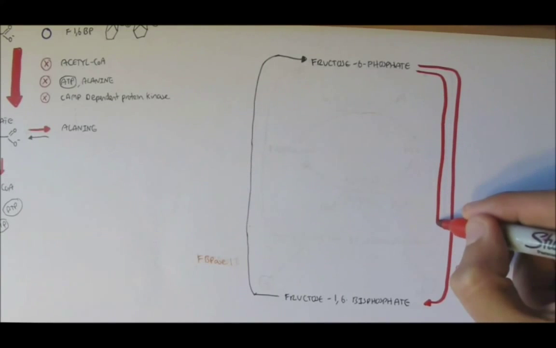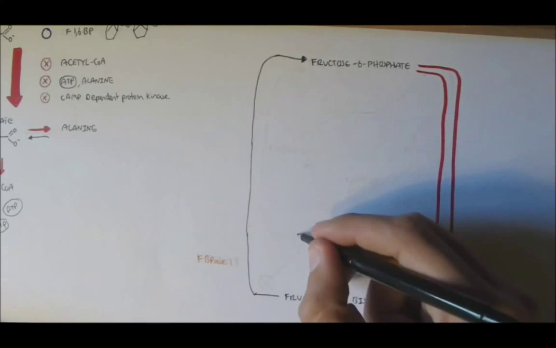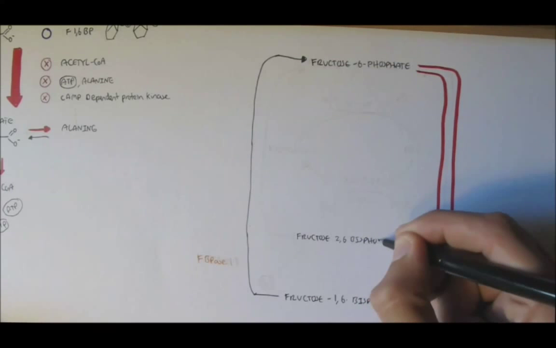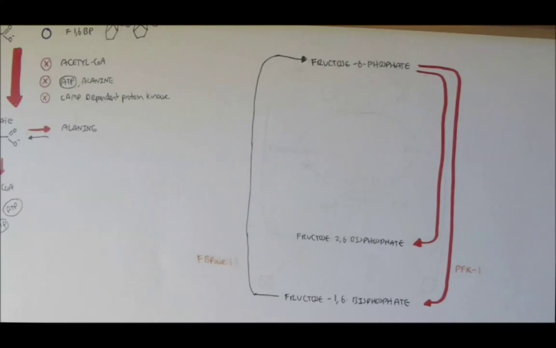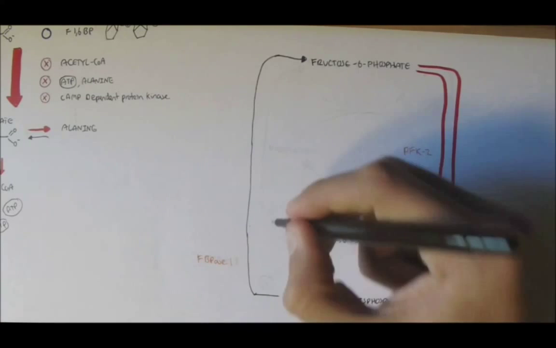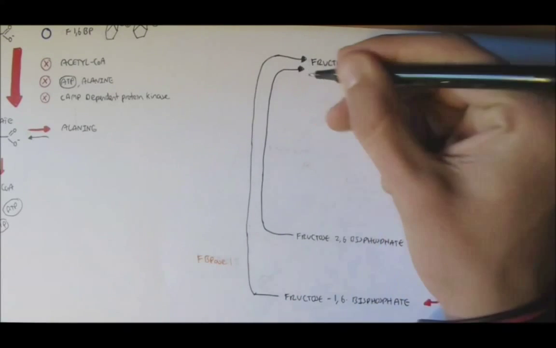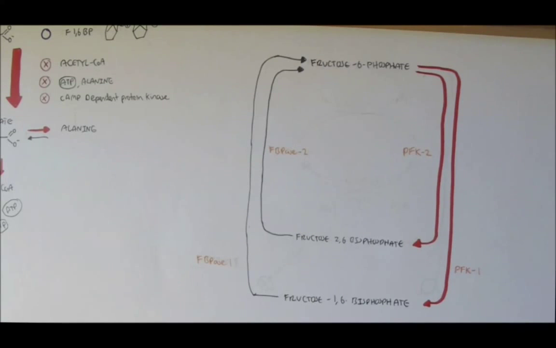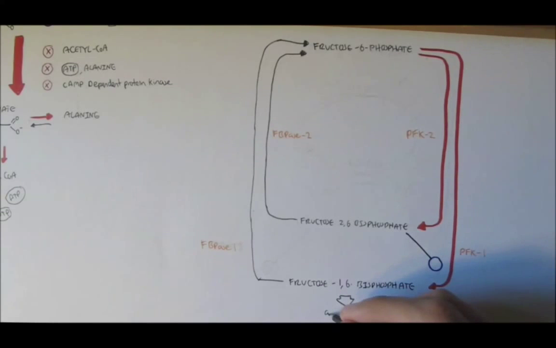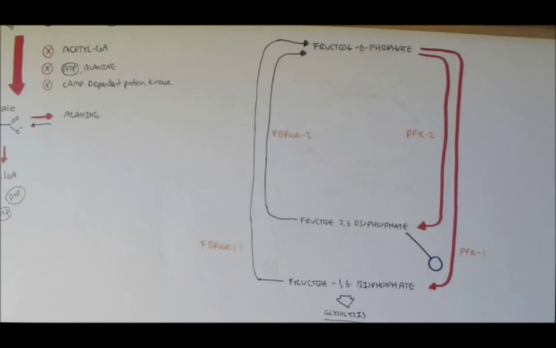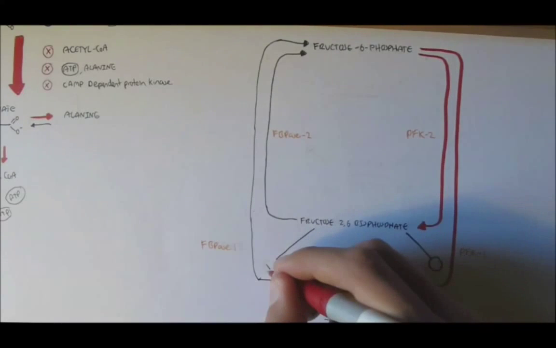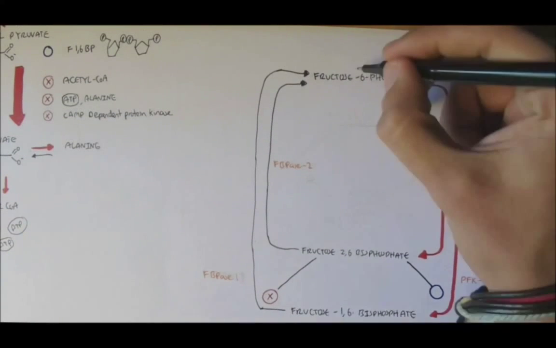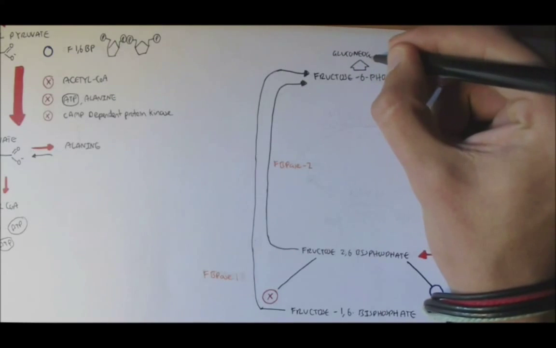However, fructose 6-phosphate can also convert to fructose 2,6-bisphosphate, which is another product, right? And this is done by the enzyme phosphofructokinase 2. And then it can go back to fructose 6-phosphate by the enzyme fructose bisphosphatase 2. See the same naming, except just different numbers? So fructose 2,6-bisphosphate will stimulate phosphofructokinase 1 and glycolysis. So it will stimulate glycolysis, making more ATP. However, fructose 2,6-bisphosphate will inhibit fructose bisphosphatase 1. So it will inhibit gluconeogenesis.